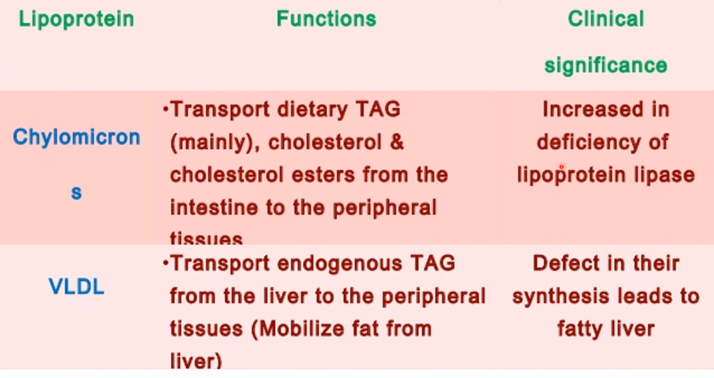The amount of chylomicron in the circulation is increased, and it gives a milky appearance to the serum when it is taken for investigation. And as far as the VLDL is concerned, we are very well aware that VLDL is synthesized in the liver. It carries the endogenous triacylglycerol, and it carries that TAG for utilization by the peripheral tissues. So defects in the VLDL synthesis in the liver, because liver is the site for the endogenous TAG synthesis, if there is a defect in their synthesis, it will lead to fatty liver.